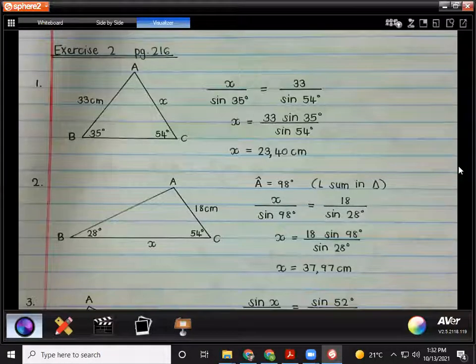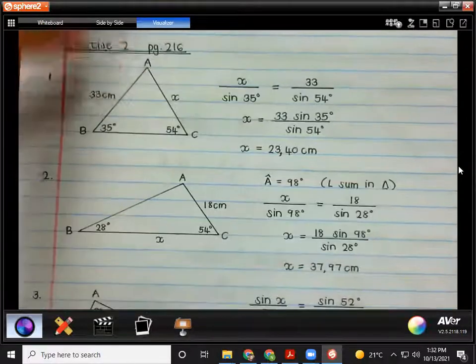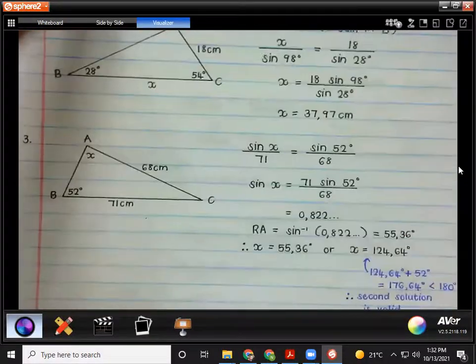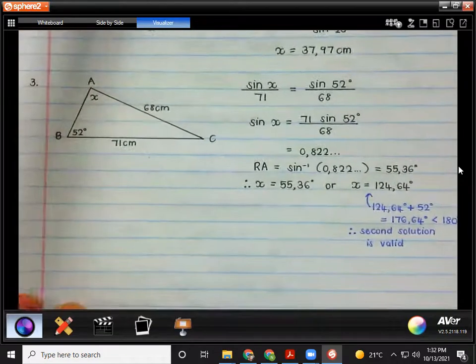Any questions on the first two? All right, for number 3, you have to find an angle there.